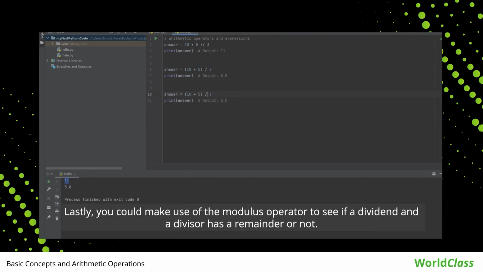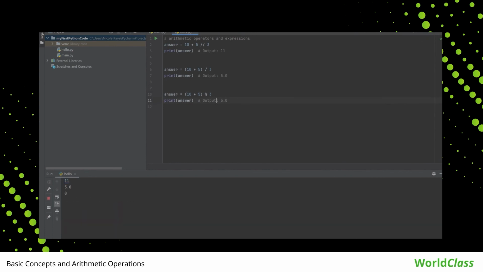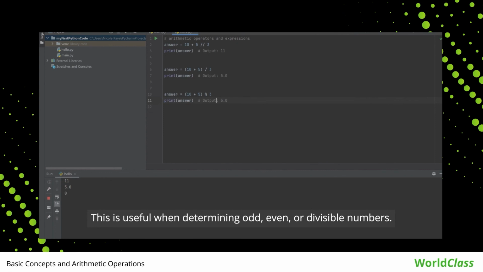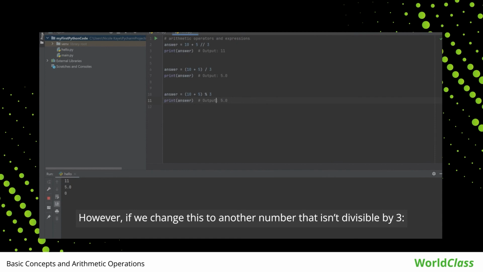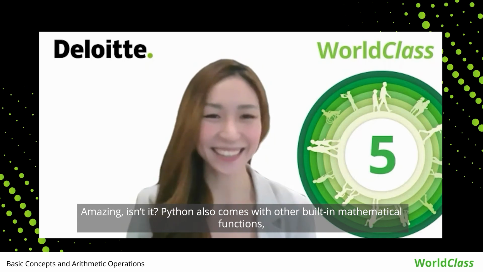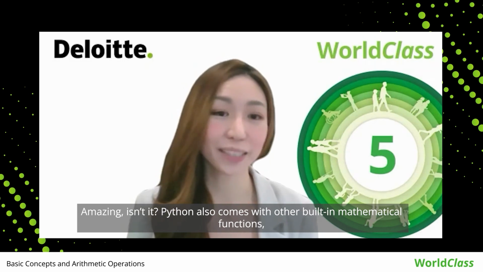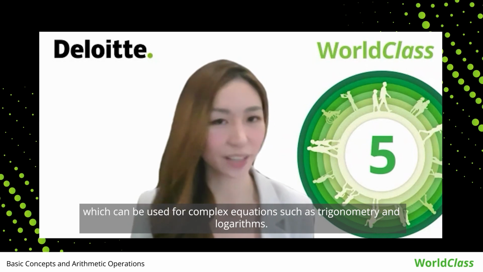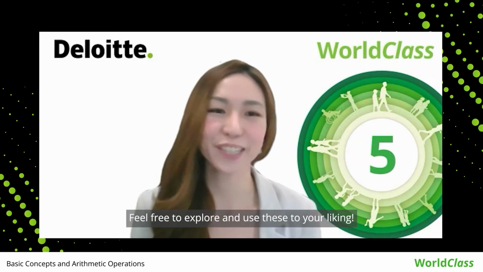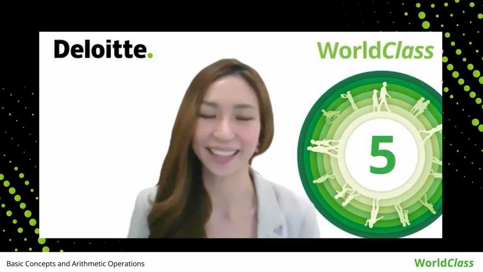Lastly, you could make use of the modulus operator to see if a dividend and a divisor have a remainder or not. This is useful when determining odd, even, or divisible numbers. The output for this is 0, since 15 is divisible by 3. However, if we change this to another number that isn't divisible by 3, then it returns the remainder. Amazing, isn't it? Python also comes with other built-in mathematical functions, which can be used for complex equations such as trigonometry and logarithms. Feel free to explore and use these to your liking.